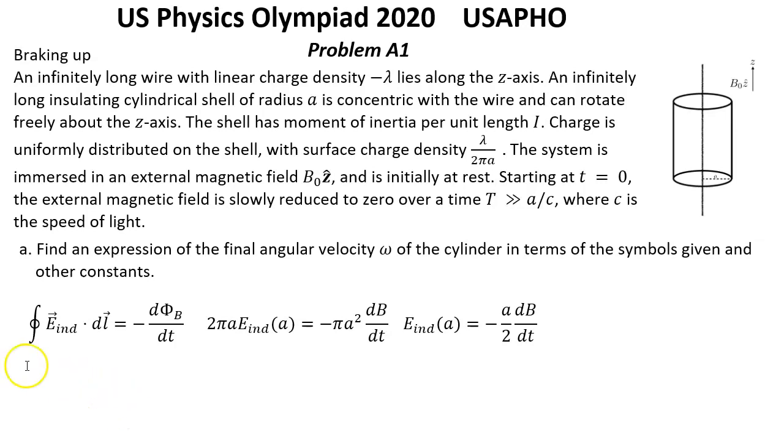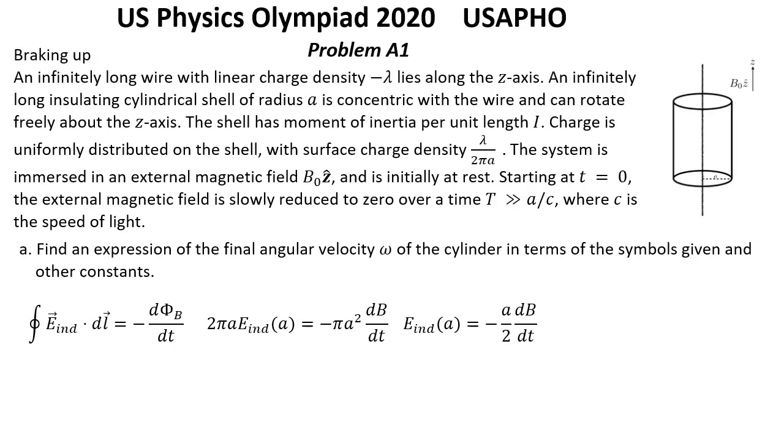It states that the integral around a circle with radius a will give us the change of flux through this circle with a negative sign. That will be 2 pi a multiplied by the electric field at distance a, equal to negative pi a squared multiplied by delta B over delta t, or electric field equals negative a over 2 multiplied by delta B over delta t.